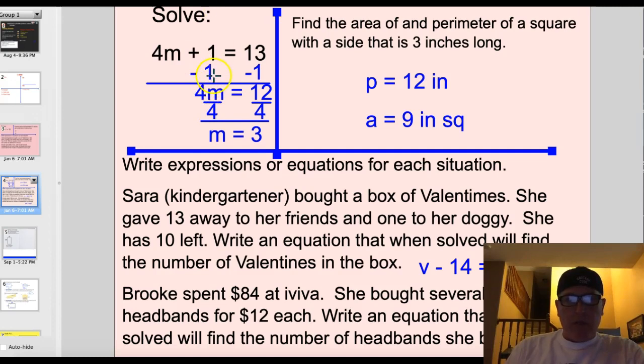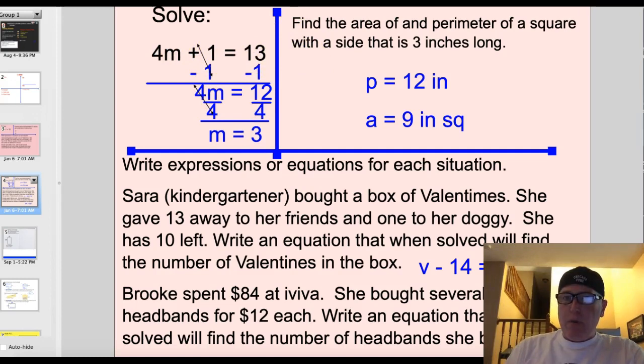Those guys cross off. I don't think I put a cross in there, so I'll cross it off real quick. And cross these guys off. 4 divided by 4 is 1m, or just m, equals 12 divided by 4, which is 3. Pop it in. 4 times 3 is 12, plus 1 is 13.